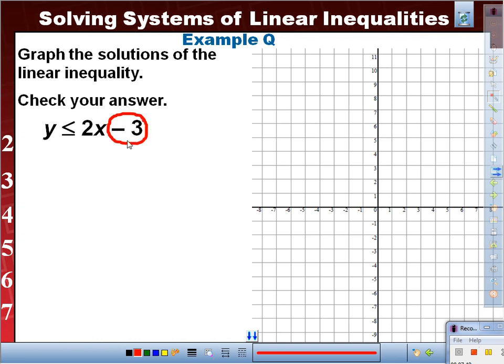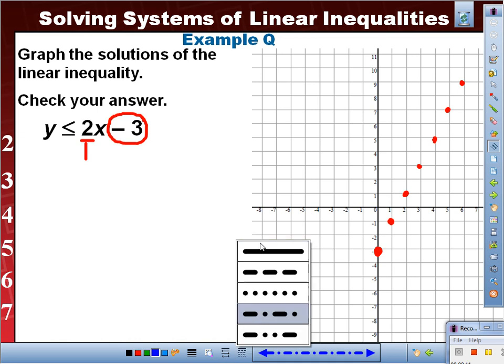So let's see. I'll start at -3. My slope is 2 over 1. That means 2 steps up, 1 to the right, 2 steps up, 1 to the right, and so on, repeating that pattern.